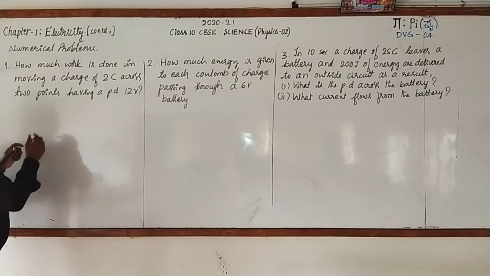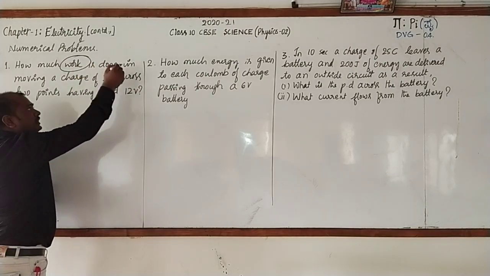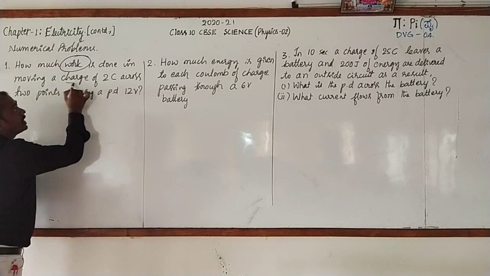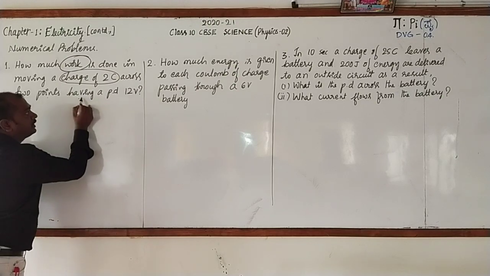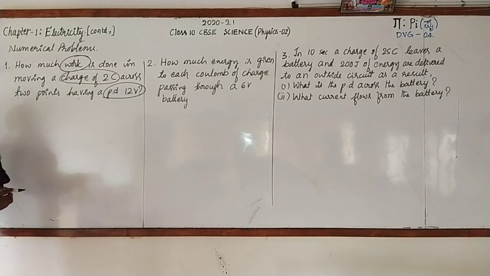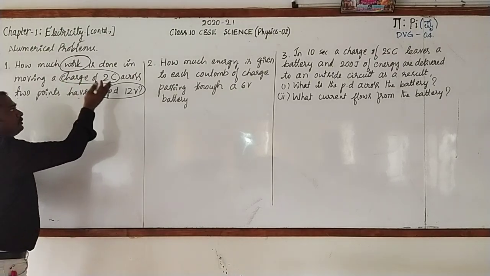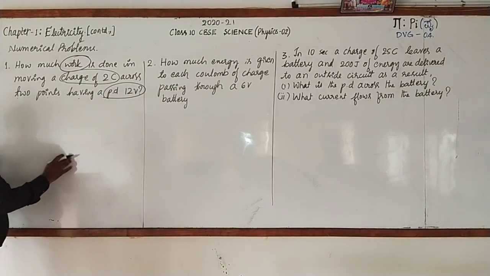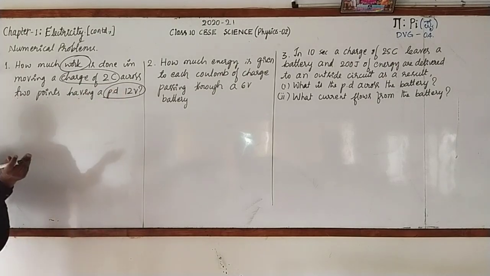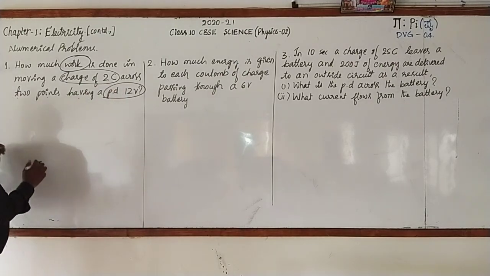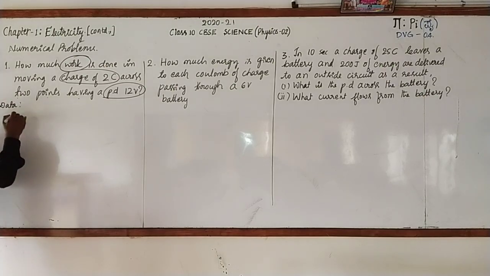How much work is done in moving a charge of 2 coulomb across 2 points having a potential difference of 12 volts? Here we come to know that they have given some physical quantities. How much work is done, you are going to find out the work done. And they have given 2 coulomb. What does 2 coulomb indicate? Coulomb is the unit of charge. So they have given the quantity of charge. Hence we can write in data, that is Q is equal to 2 coulomb.